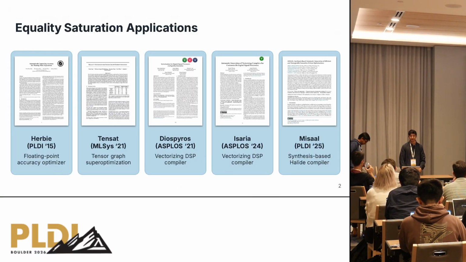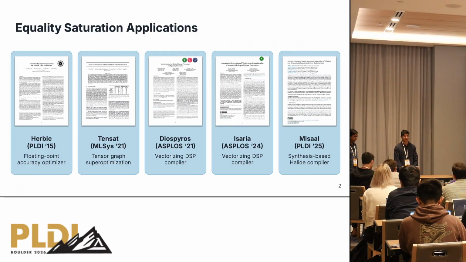Over the past years, there have been many popular works using equality saturation in various domains. One of the early applications was Herbie. Herbie is a tool that improves the accuracy of floating point expressions. And more recently, there have been several works like Diospyros, Isaria, and Misal that use equality saturation for compilers.